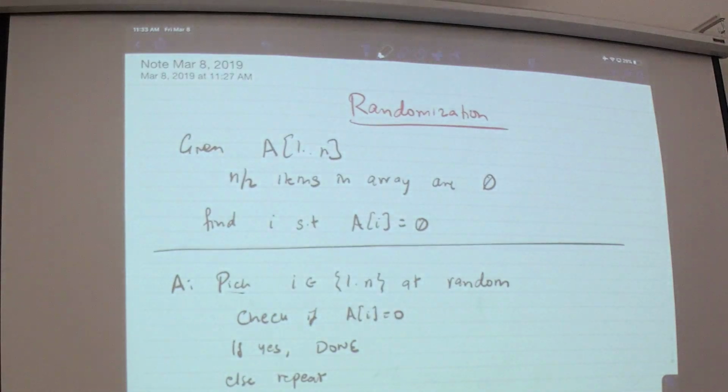0.5. Why? Because half of the elements are promised to be 0. The probability of picking one of them is half. So it's probably 0.5, I'll stop in one step. Okay? What's the probability of stopping in 2 steps?